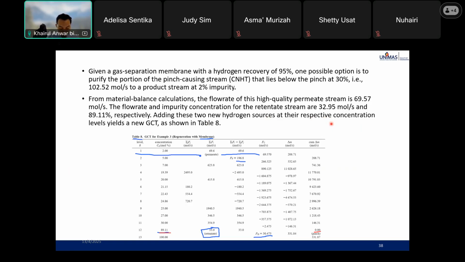Adding these two hydrogen sources at their respective concentrations. So once you get that value, you see here in table 8, this is regeneration with membrane. You see the value for the source of CNHT, which in table 6 is 457.4, because we treated 102.52, so 457 minus 102.52, you get 354.9.